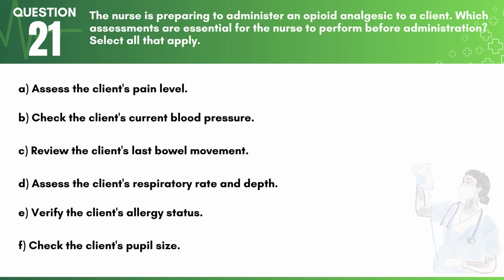Question 21. The nurse is preparing to administer an opioid analgesic to a client. Which assessments are essential for the nurse to perform before administration? Select all that apply. A. Assess the client's pain level. B. Check the client's current blood pressure. C. Review the client's last bowel movement. D. Assess the client's respiratory rate and depth. E. Verify the client's allergy status. F. Check the client's pupil size.